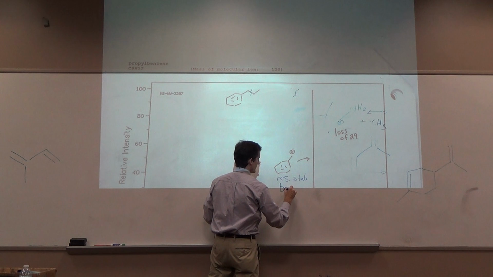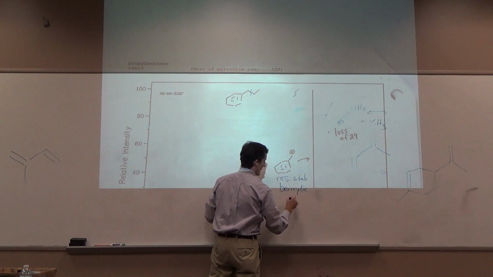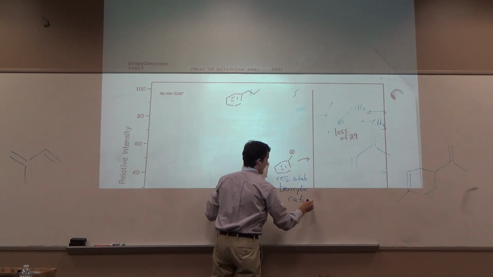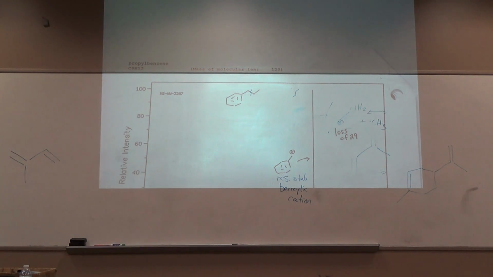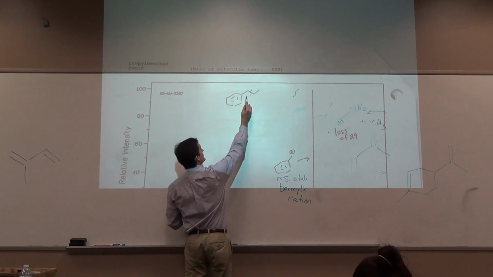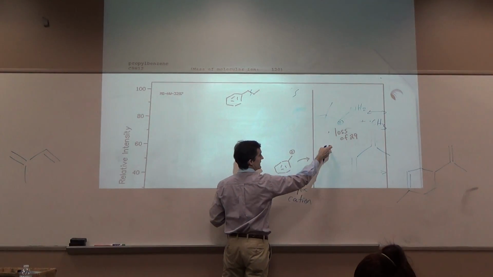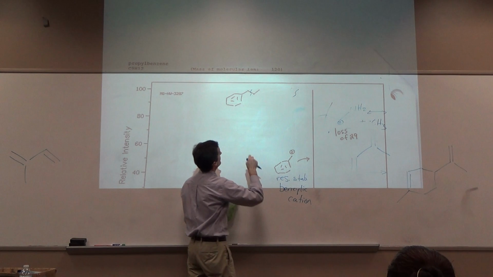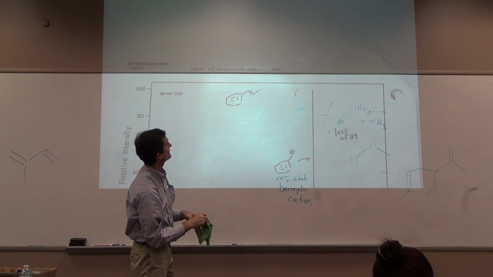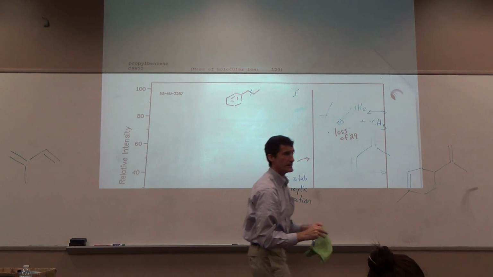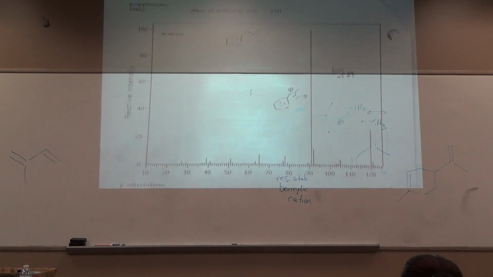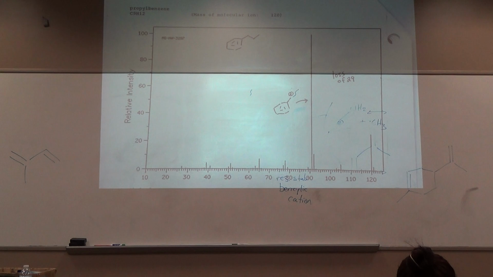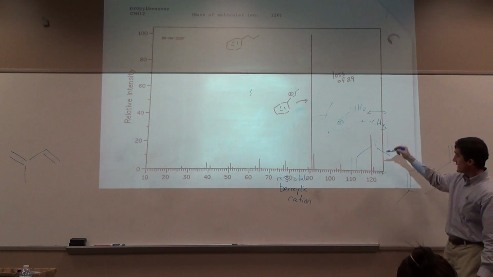This is a resonance stabilized benzylic cation. We did resonance of that when we were looking at resonance. You should, of course, know how to do resonance of that. So what did it lose? That's M minus 29. Mass is what? 120? 120 minus 29 is what? 91? So hopefully that peak there, which is the base peak, is 91. Molecular ion is here.